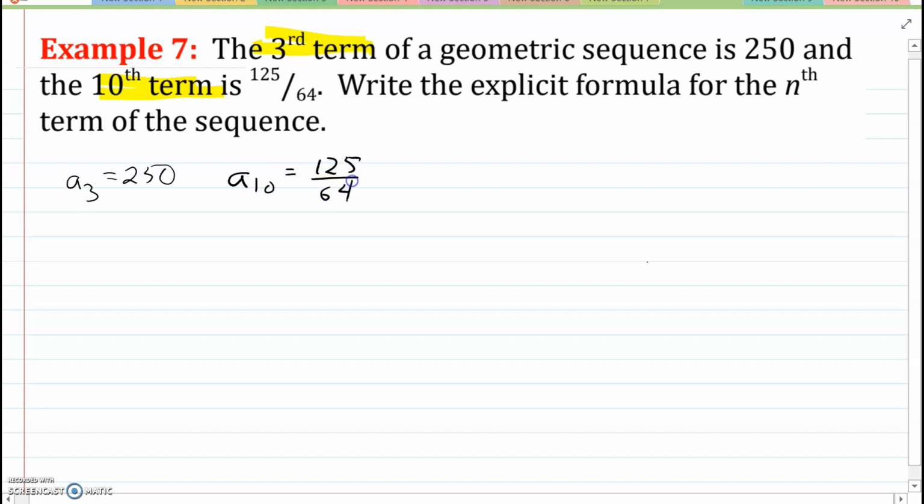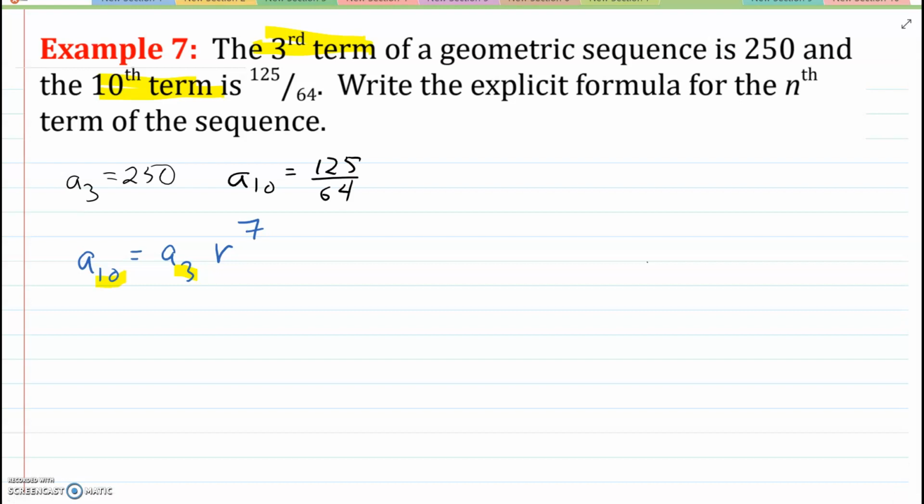125/64. Okay, and now we're asked to come up with the explicit formula for the nth term in the series. Now, we're going to have to do things just a little bit differently. What I'm going to say is that if I am trying to figure out how to turn the third term into the tenth term, I need to multiply it by a common ratio a certain number of times. Well, that certain number of times is going to be the difference between 3 and 10. So I'm hoping that people are able to follow that. I'm going to say, yes, I am going to have to multiply it by that common ratio 7 times here.